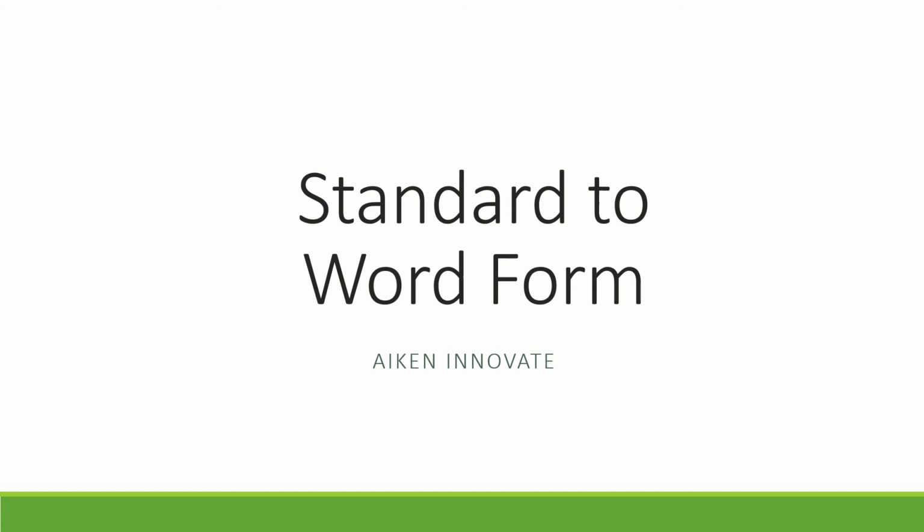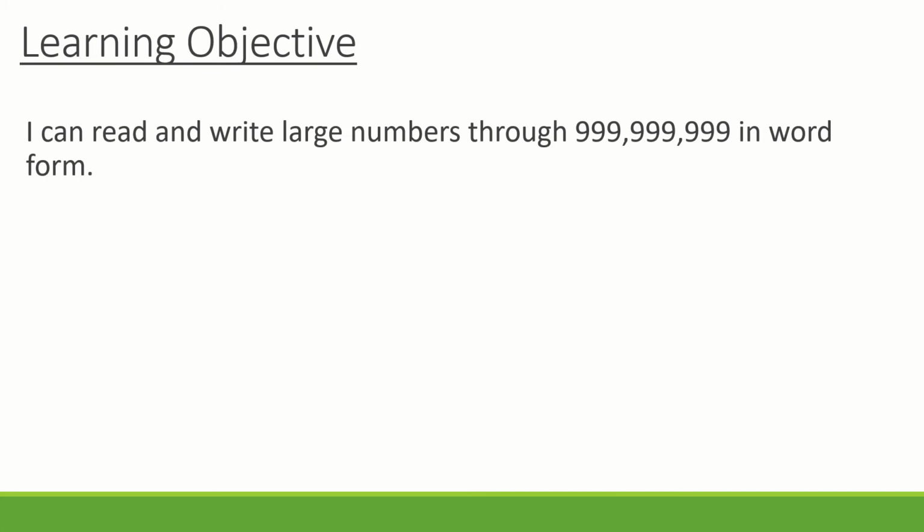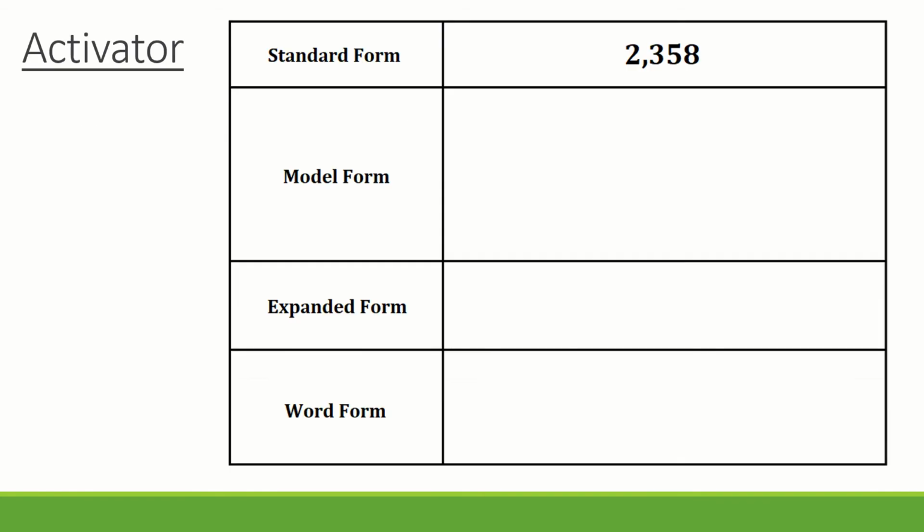Hello, everybody. This is John Ross, and I am here to walk you through how we can translate a number from its standard form into its word form. Our learning objective today reads as I can read and write large numbers through 999,999,999 in word form. For our activator, we have a bit of a mathematical warm up. We have a number that has been given to us in its standard form, and we are tasked with translating it into its model form and its expanded form as well as its word form.